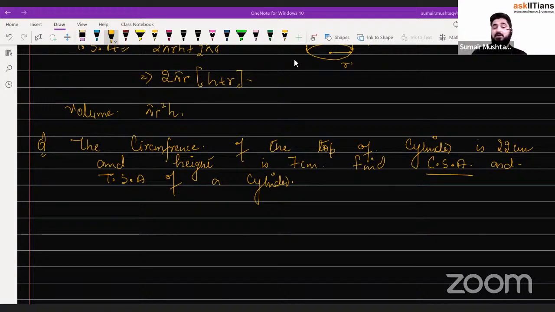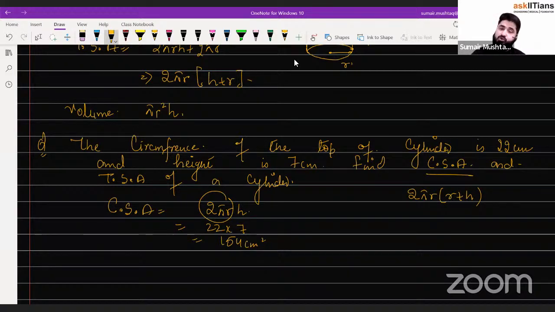Now, if you only have to find the CSA, CSA means 2 pi r h, isn't it? This is the circumference and this is the height. So CSA was simply 22 multiplied by 7, that is equal to 154 centimeter square. But since you also need the TSA, what is the formula for the TSA? It is 2 pi r (r plus h). That means you should know the value of the radius, right?